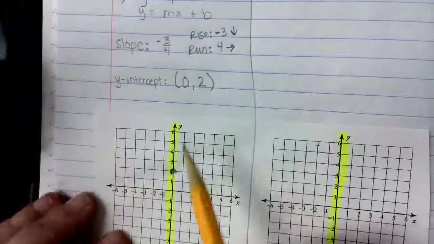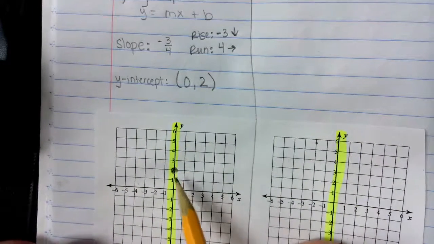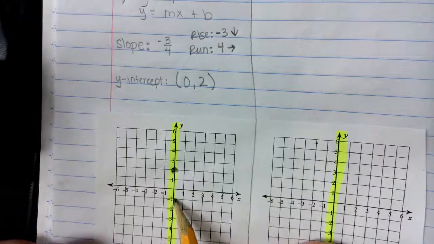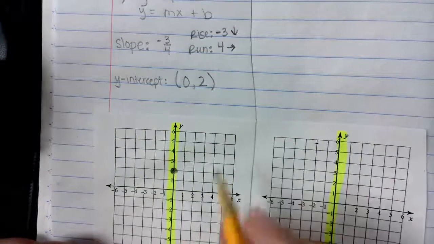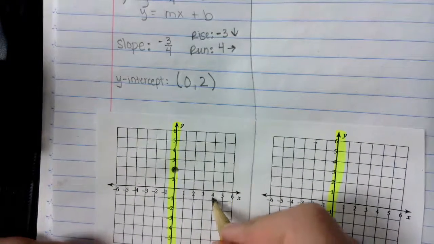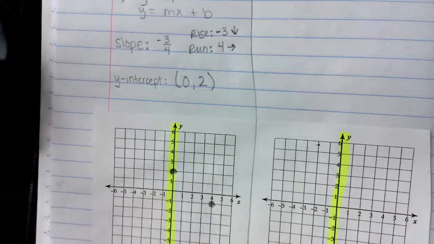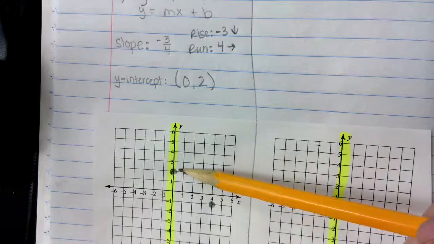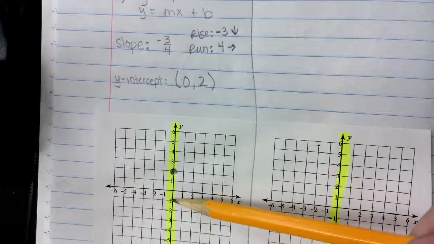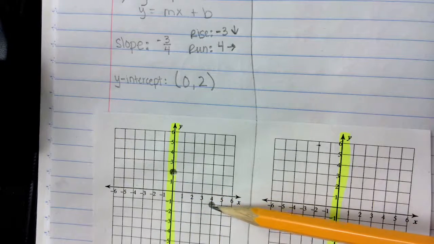So I'm going to start at the 2. We're going to go down 3. 1, 2, 3. Don't make a point yet, because now we need to go over 1, 2, 3, 4. So I'm going to show that one more time. From this ordered pair, we go down 1, 2, 3, and then we go over 1, 2, 3, 4. Okay.